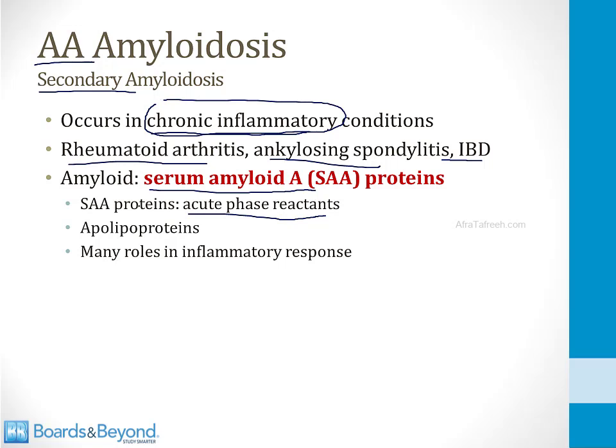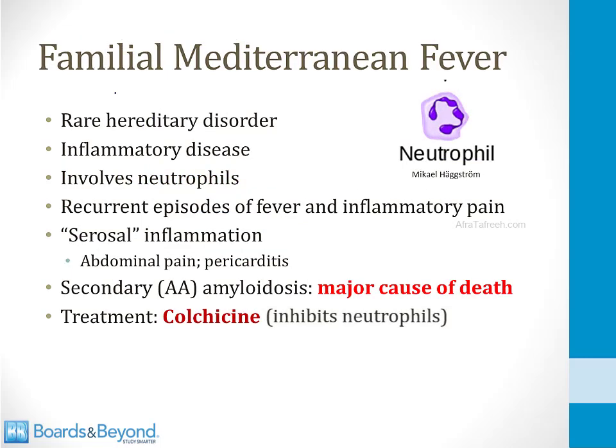The serum amyloid A proteins are apolipoproteins. They've been shown to have a number of different roles in the inflammatory response, but the point for our module here is that they will deposit in tissues and form amyloid aggregates. Let me pause here and talk about a very rare disorder called familial Mediterranean fever. This is a rare hereditary disorder that's common among populations from the Mediterranean region of the globe. That's how it gets its name.